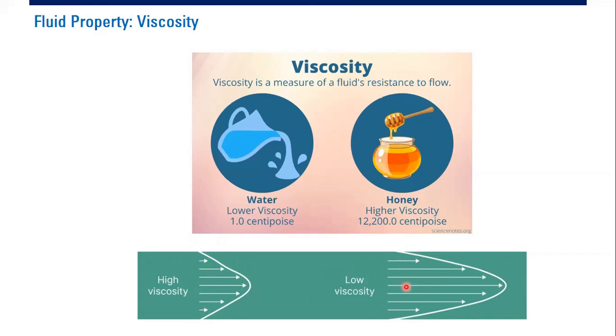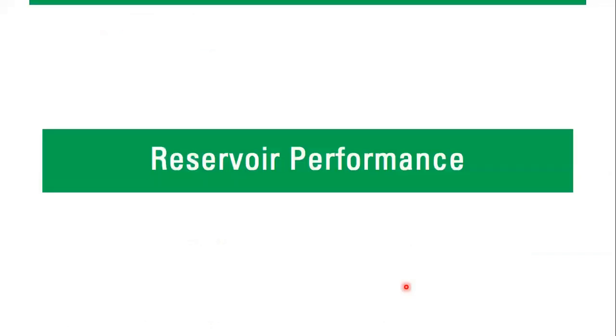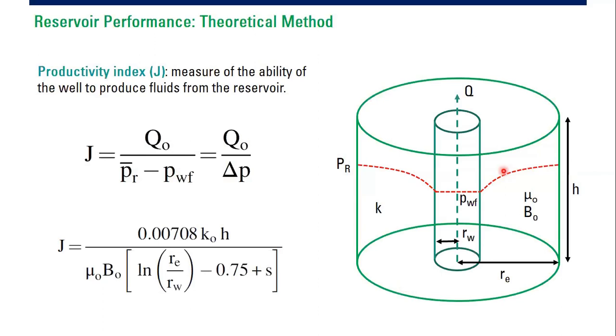Okay, so we have discussed rock properties and fluid properties. So we have discussed the reservoir itself, and now we are talking about reservoir performance. We go step by step so that finally we can understand nodal analysis. Okay, now we go to reservoir performance. There are many ways to describe the performance of a reservoir, but one of the most popular ways to describe the reservoir performance is by using productivity index.